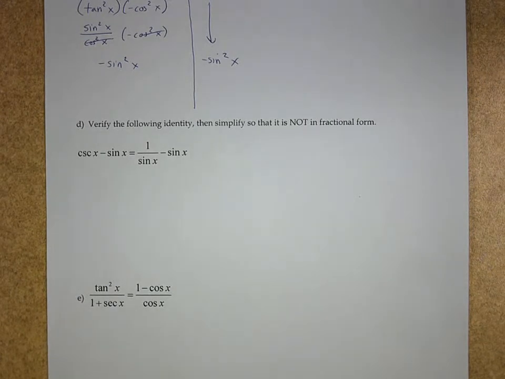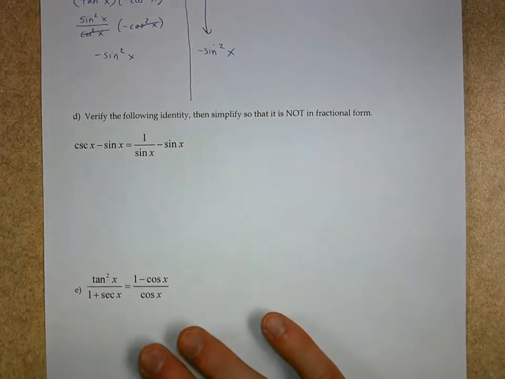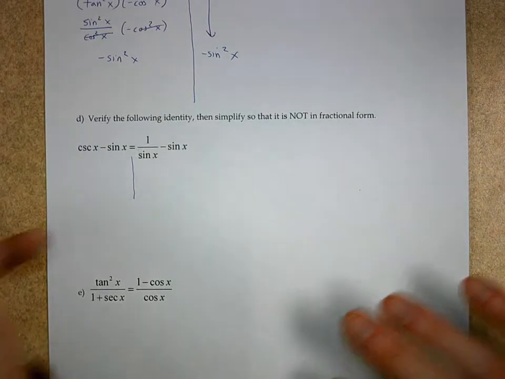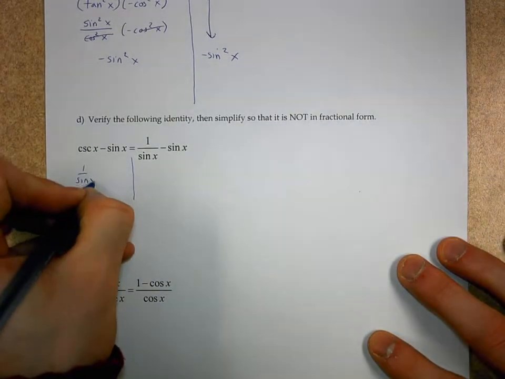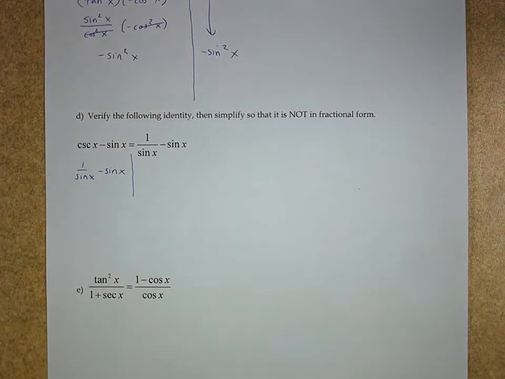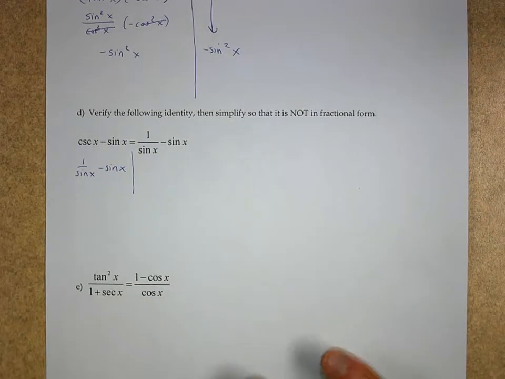The next identity here, verifying the identity, then simplifying it so it's not in fractional form. This one's a one-step verification in that if I take my left-hand side, I can simplify this, cosecant of x minus sine of x, or 1 over sine of x is the same thing as the cosecant of x minus the sine of x. Or I could take the right-hand side and take 1 over sine of x and make it cosecant of x. So that's a very simple verification to show that the two are the same.